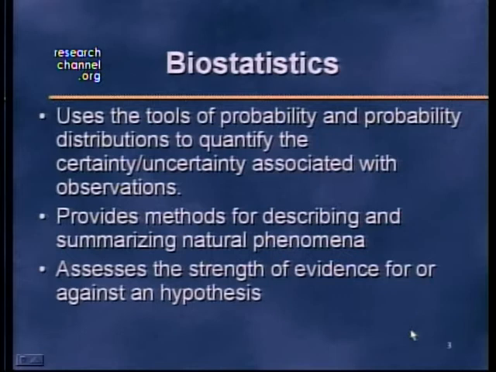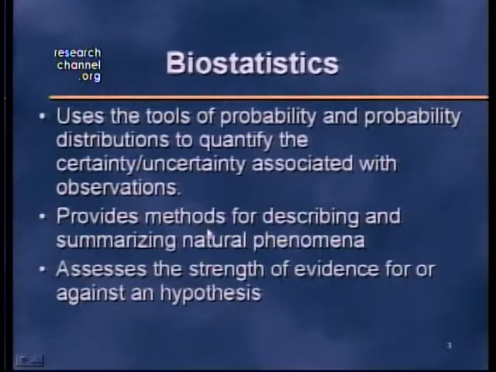So just a reminder that biostatistics uses tools of probability and probability distributions, and in particular, the normal probability distribution, or the Gaussian distribution. So we spent time on defining probability as a way of quantifying certainty, as a way of expressing the likelihood that an event or characteristic occurs. And biostatistics really then provides us with tools for dealing with uncertainty and dealing with variation or variability in data. So biostatistics uses the tools of probability and sets up methods then that allow us to describe and summarize natural phenomena, that allow us to assess the strength of evidence for or against a hypothesis, and allows us then to make some conclusions based on these methods.